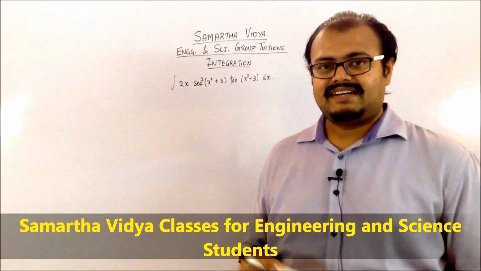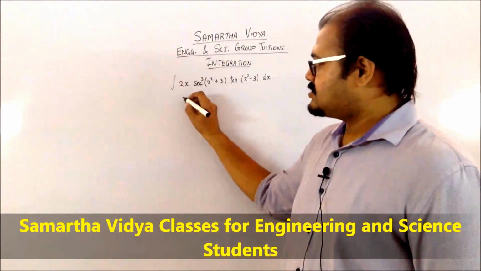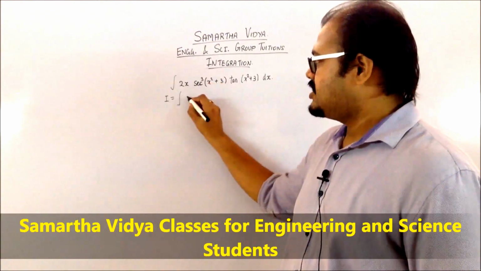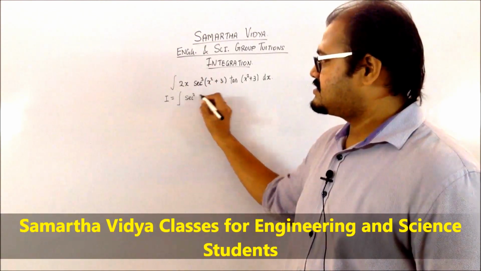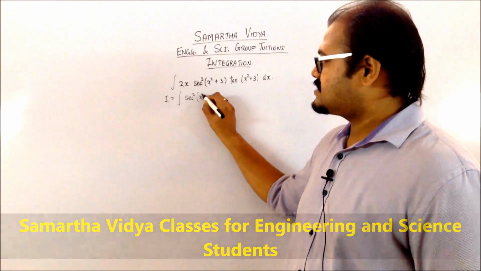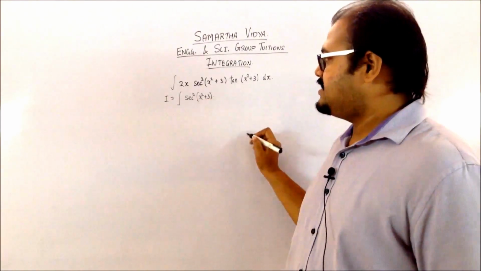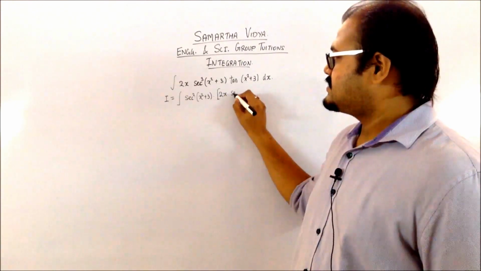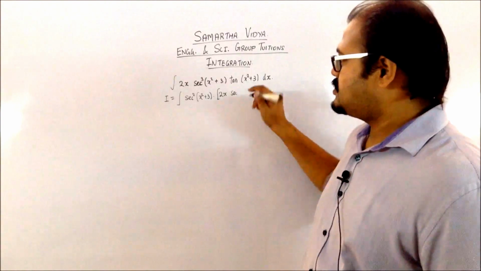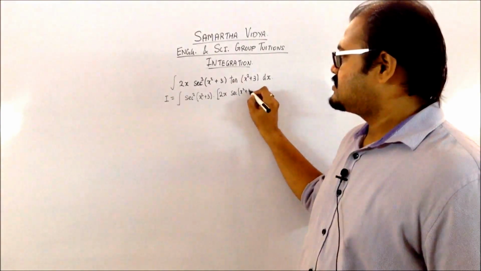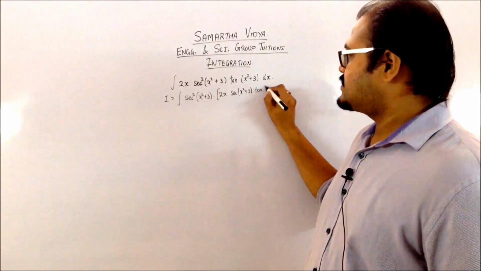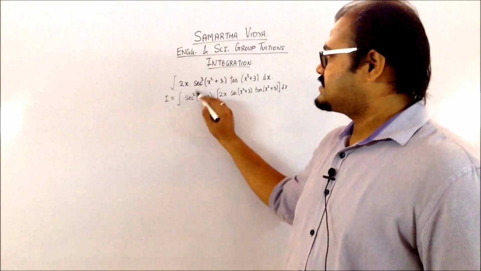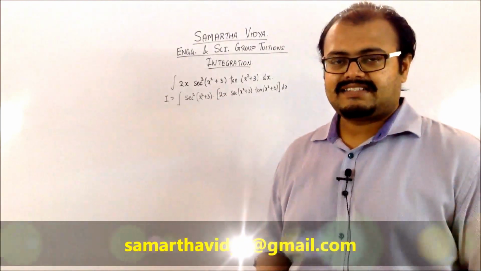So let us try to understand how this is going to help. What you need to do is just adjust some of the terms over here. So you are writing this as sec square of (x square plus 3) into 2x sec of (x square plus 3) into tan of (x square plus 3). What I have done is I have just split up this sec cube into sec square and sec.